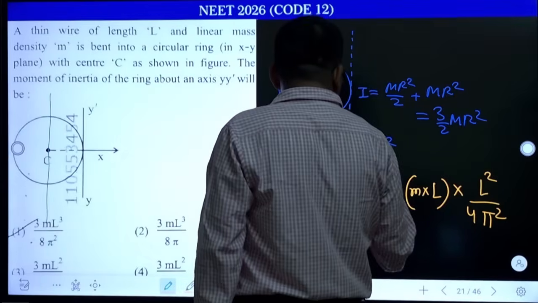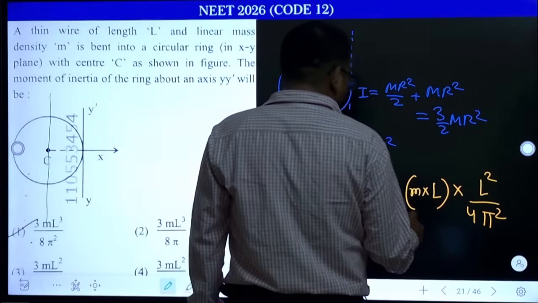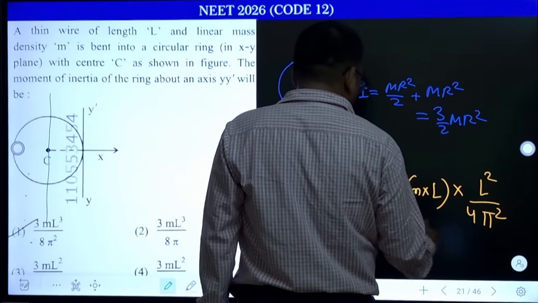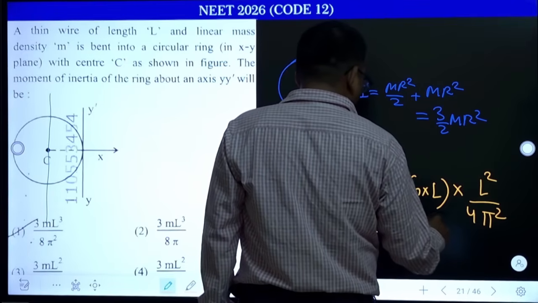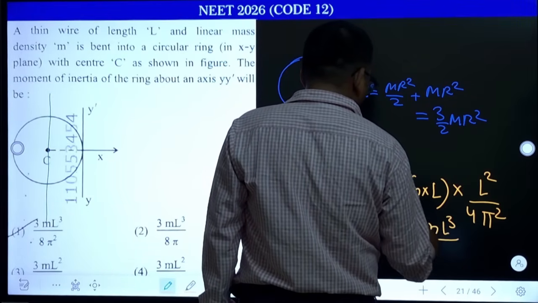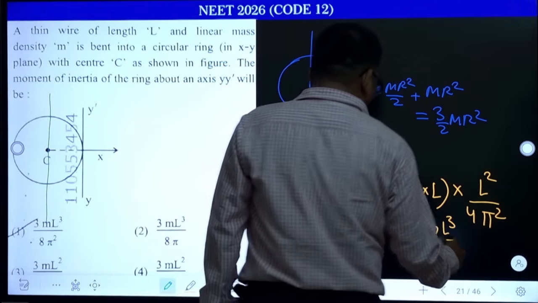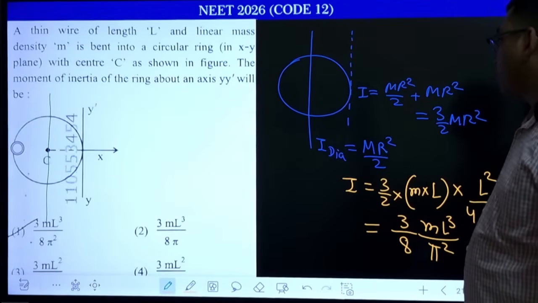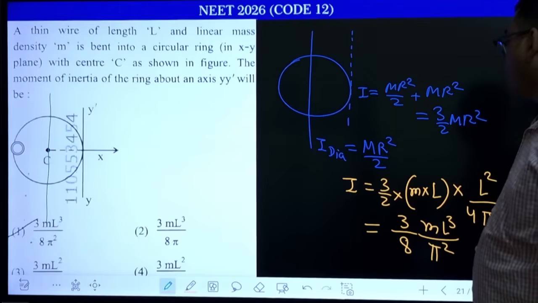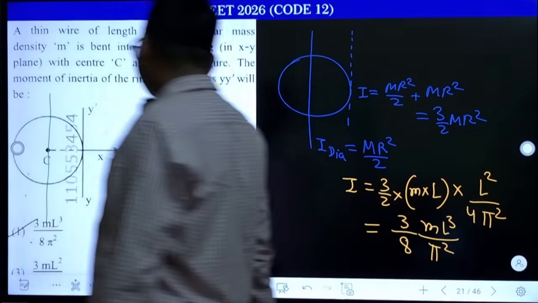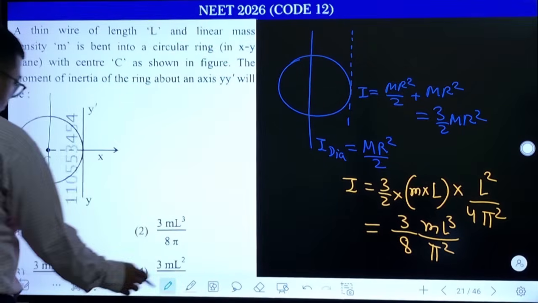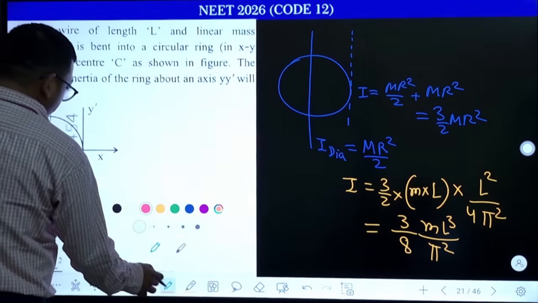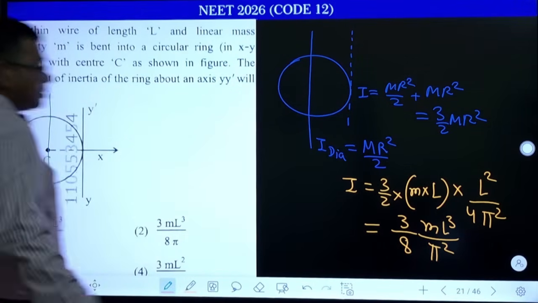Now you solve this. This is going to be 3 by 8 ml cube by pi square. Check this. 3 ml cube by 8 pi square should be there. Yes, first option is correct here. First option is right. Okay, let us move to the next question.